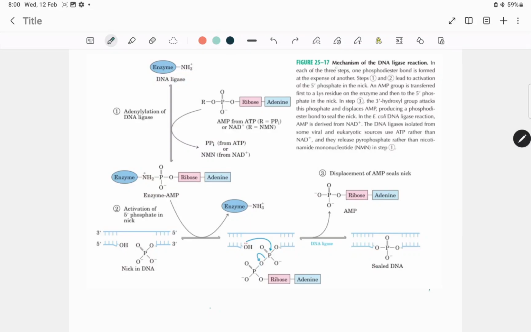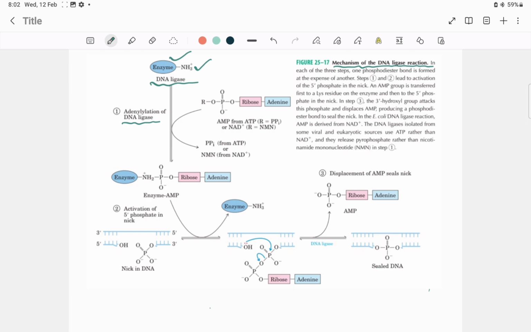In this video, we are going to discuss the mechanism of the DNA ligase reaction. The enzyme DNA ligase has the structure like this. The DNA ligase enzyme has an attached NH3 plus group. Here is the NH3 plus group. The first step of this reaction is adenylation of DNA ligase.